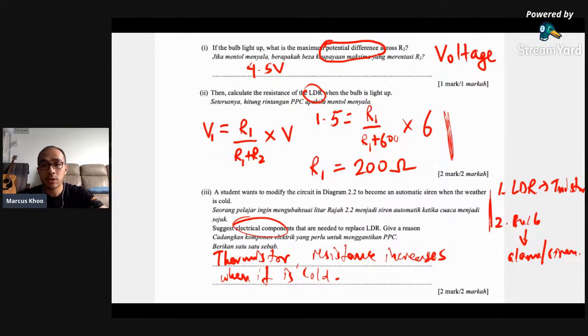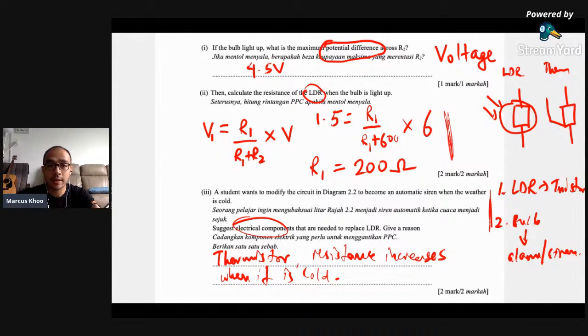Okay, just to recap, the symbol for thermistor. LDR and thermistor are both resistors, the same. Only the LDR has two arrows for light and one circle. This is the LDR. But the thermistor is the same thing over here, except that you have one very strange, what is this? Sorry, I got carried away.